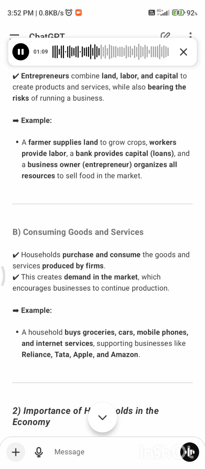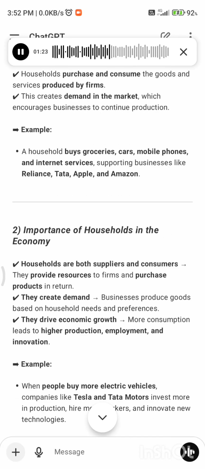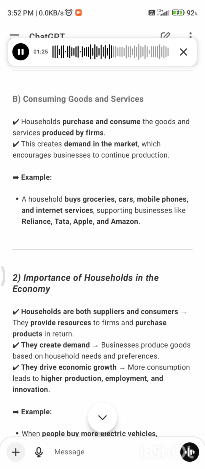Example, a farmer supplies land to grow crops, workers provide labor, a bank provides capital loans, and a business owner, the entrepreneur, organizes all resources to sell food in the market. Consuming goods and services. Households purchase and consume the goods and services produced by firms. This creates demand in the market, which encourages businesses to continue production. Example, a household buys groceries, cars, mobile phones, and internet services, supporting businesses like Reliance, Tata, Apple, and Amazon.